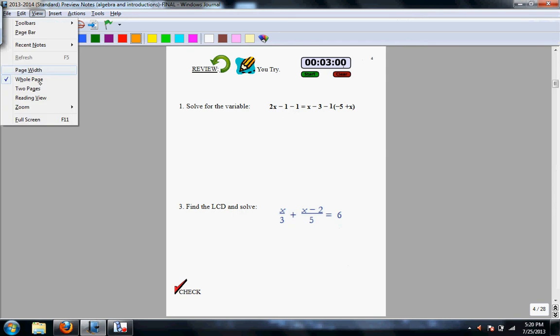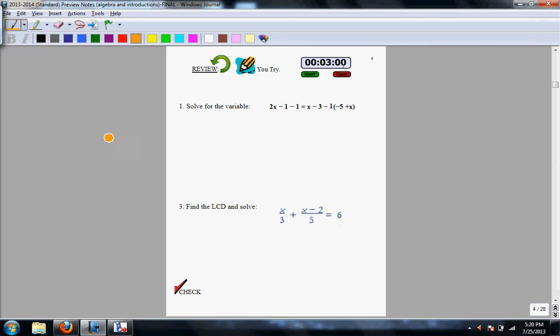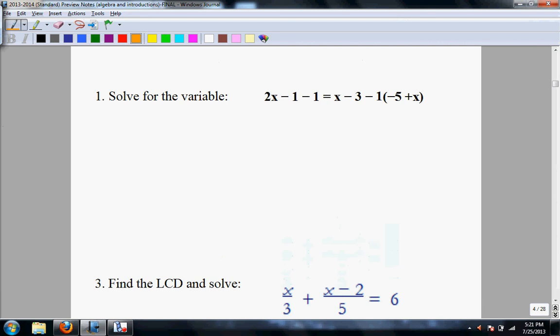All right, let's see how you did. Step 1, of course, is that you should have taken this distributive property right here. So double negative, that's going to be positive 5 minus x. Let's bring over everything else. We have 2x minus 1 equals x minus 3, and that's going to be plus 5 minus x.